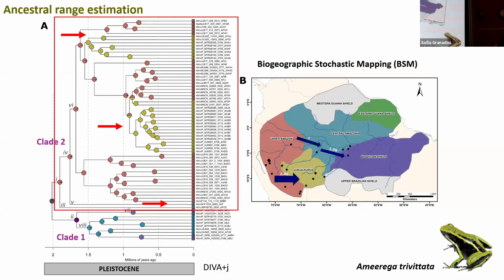My BSM results basically confirm these migration paths. As we can see here, strong migration was detected into this area, but also migration from here, the upper Amazon, into the Central Amazonia and also into the Brazilian Shield. So that's for Amerega trivitata.